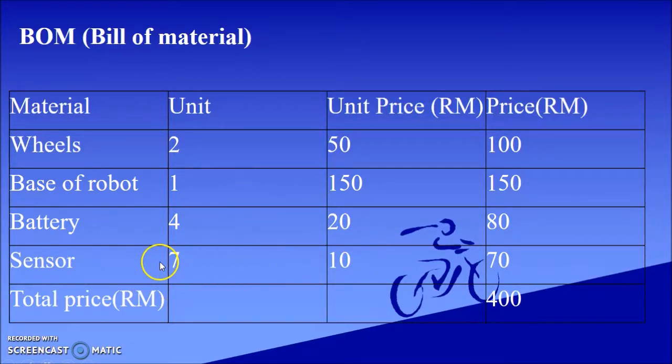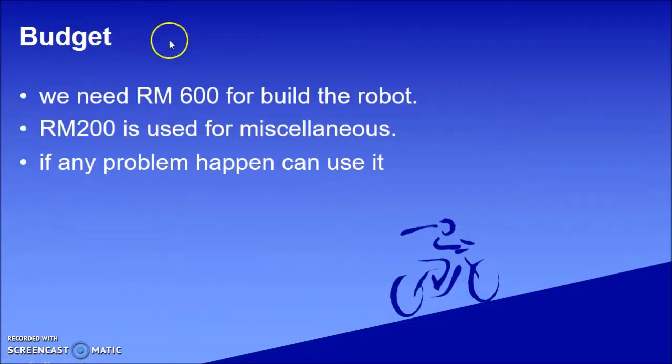The sensors are the IR sensor and the PIR sensor. The total price that we use is 400. The budget that we want is 600 to build this robot. The 200 more is for miscellaneous. The miscellaneous cost is used if any problem happens, such as a spoiled component or a spoiled battery, and other problems.